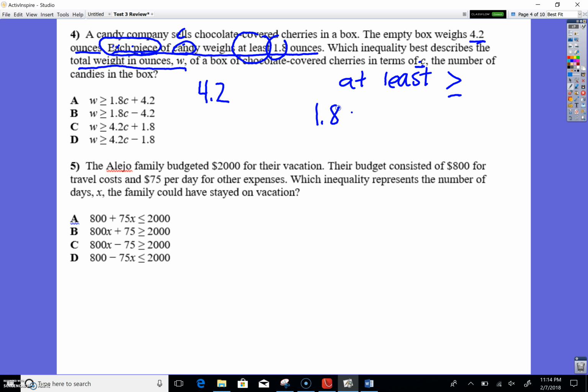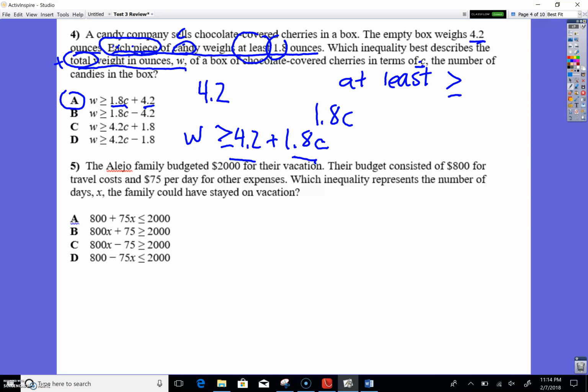So 1.8 C. We want a total, so we're going to add those two: 4.2 plus 1.8 C, and at least the smallest weight we want is that. So that should be our answer right there. You see this one has the 1.8 C, this one is 4.2, and we have a plus in the middle.